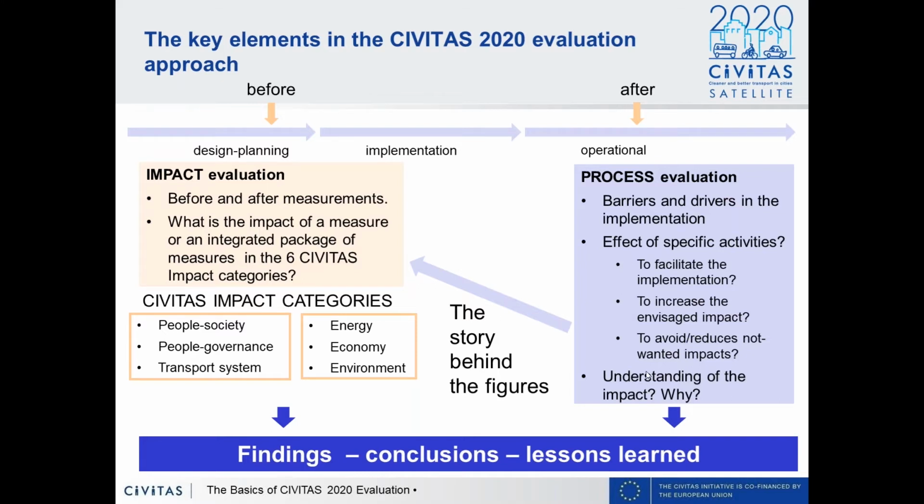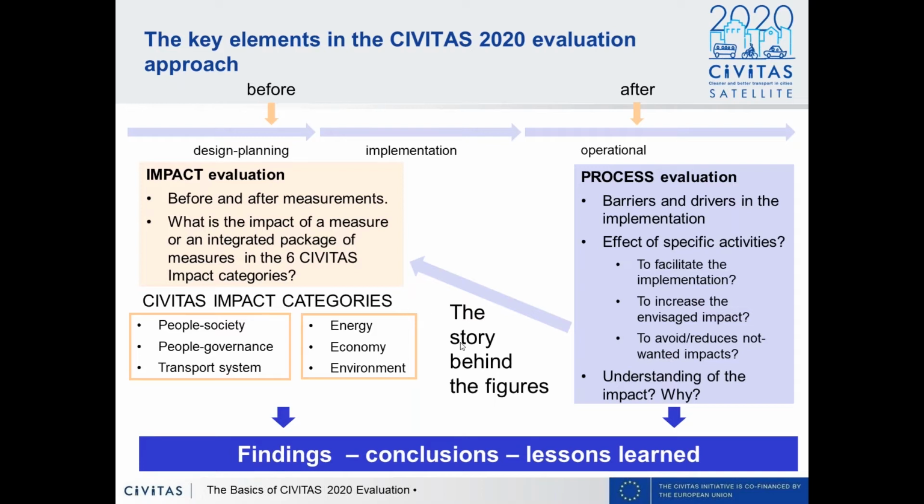Saying this, I come to a last point why process evaluation is important. And that's a very important element we have to work on when we do a good evaluation. We want to understand the story behind the figures. And therefore also process evaluation is important. If we have a good contact with the stakeholders, with end users and elements like that, this really can help to understand what we see in the impact evaluation.